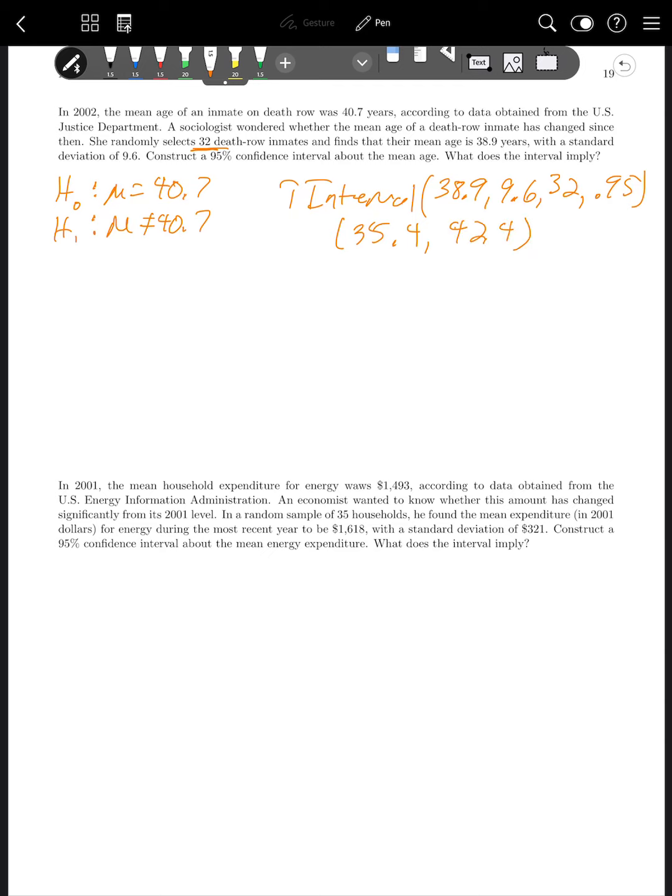And so because our mean 40.7 is in our confidence interval, we do not reject H naught. And therefore, we can say that there is not sufficient evidence to suggest that the mean age has changed. Okay. So if at this point you want to pause the video for a moment and try this second one on your own, feel free to do so. And then when you hit play again, we'll go through it together.